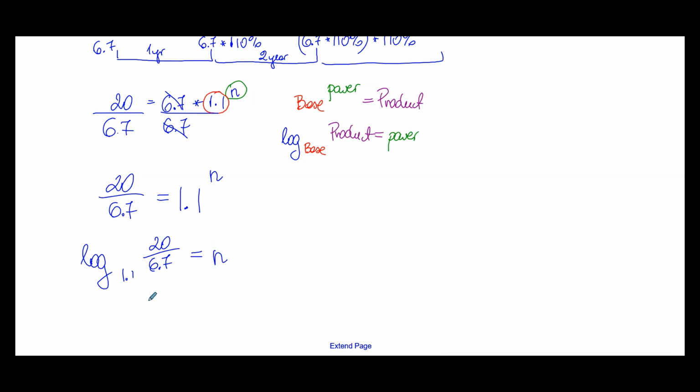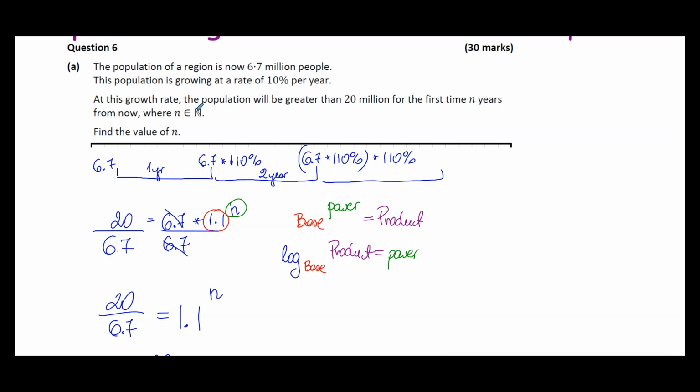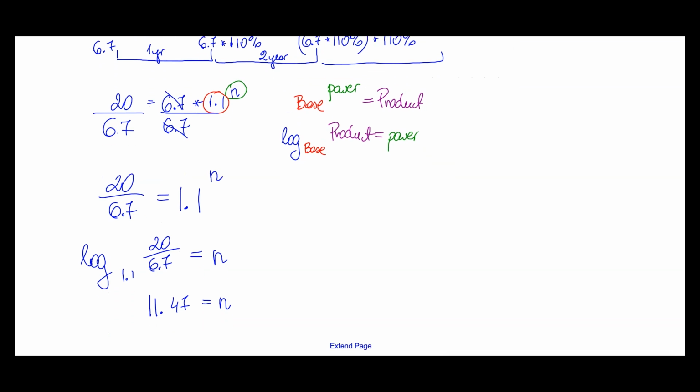When we put that in the calculator, we're going to get 11.47. Now, we are told n belongs to the natural numbers, meaning it's a whole number. So at 11 years, we're going to be less than 20 million. During the 12th year, once 11 years is finished, we're going to hit a point where we have exactly 20 million. So 12 years is the one that will have greater than 20 million.